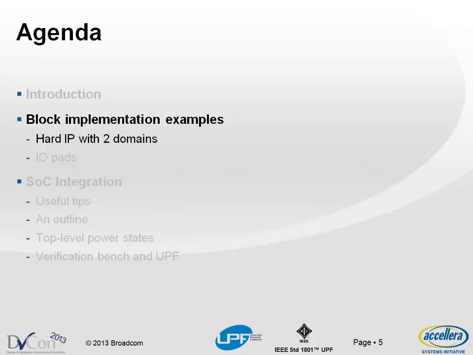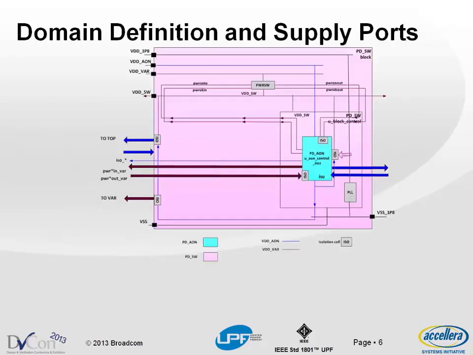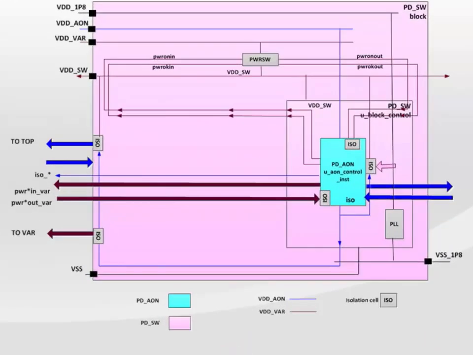So what we're going to do first is look at the implementation of a block. And we're going to look at 2 different implementations and then talk about SoC integration. The way RTL designers are used to a timing diagram or a functional spec, we should have a similar diagram, which is called a power implementation spec. So this diagram illustrates how to implement a power domain. And we could use this as a starting point for writing UPF.